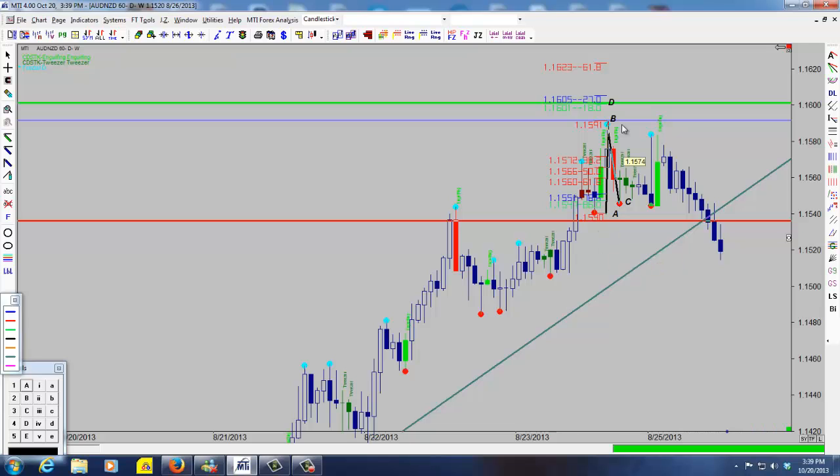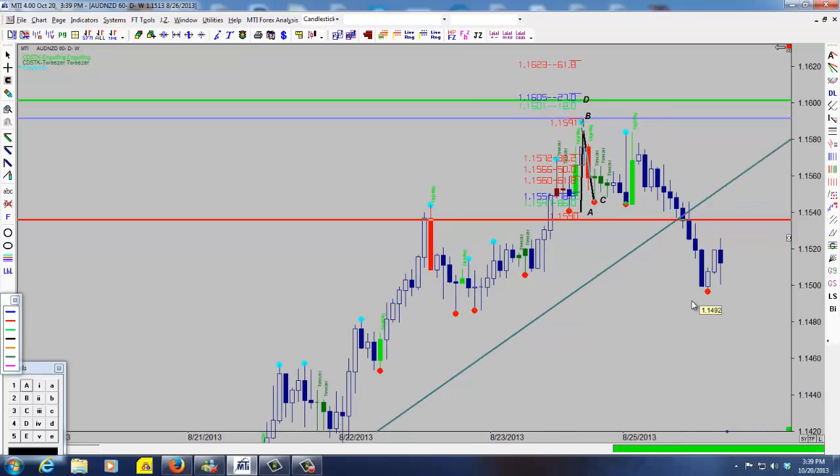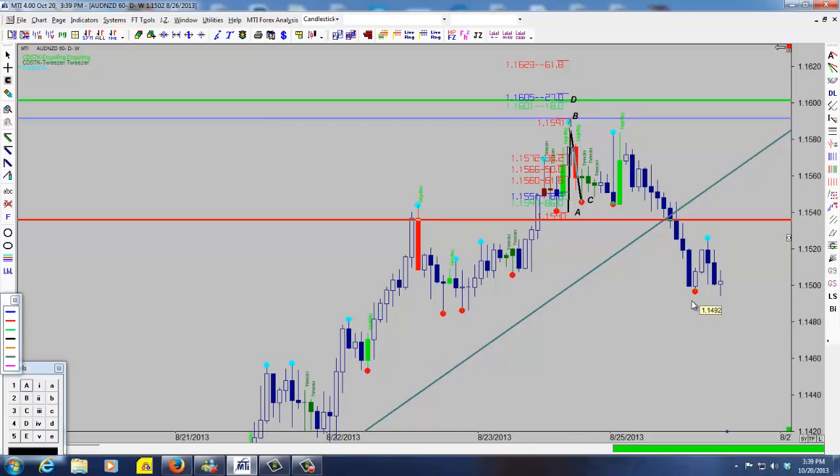Okay, this trade did not work. Sometimes they do, sometimes they don't. This one didn't work. So we continue along. Now what am I looking for? All right, so we start the process again. We're still in an uptrend. So we're going to stay with our uptrend. So we're still in an uptrend.